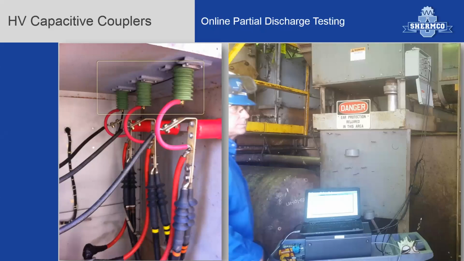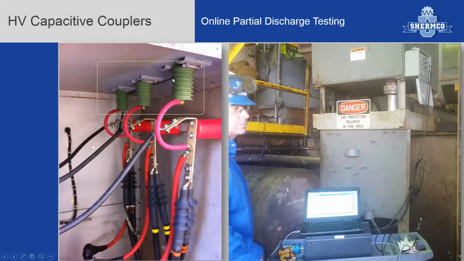Now, the photograph I show here shows these couplers installed in the cable landing compartment of a large motor. And the coupler, the bus coupler, the green coupler that we show here, is connected between the conductor and the ground plane.